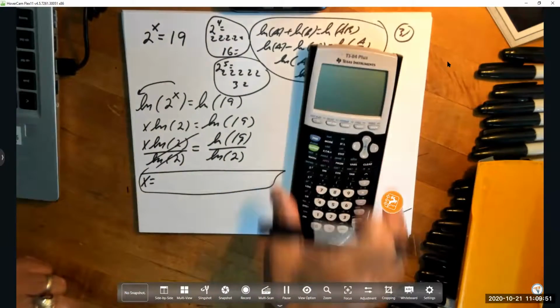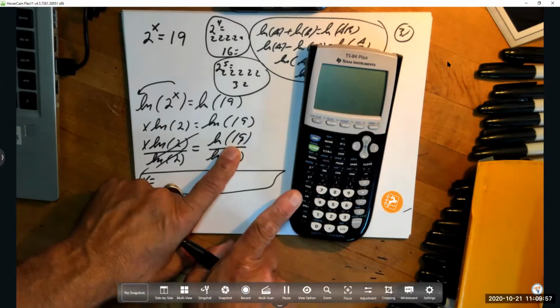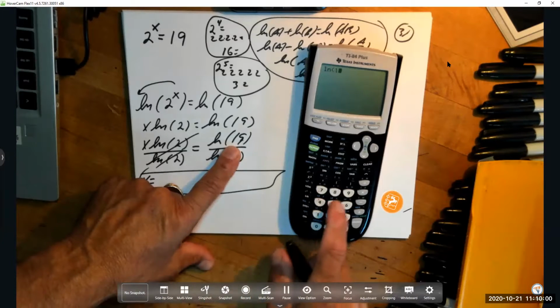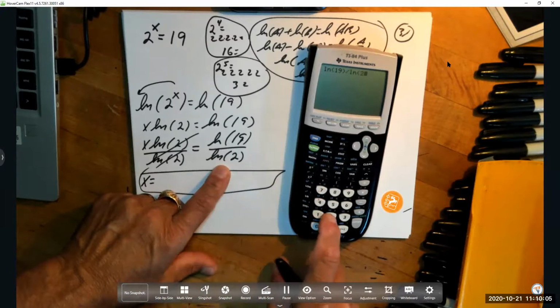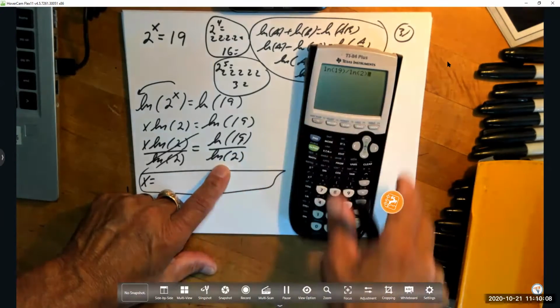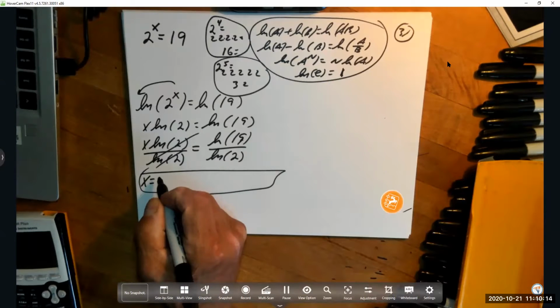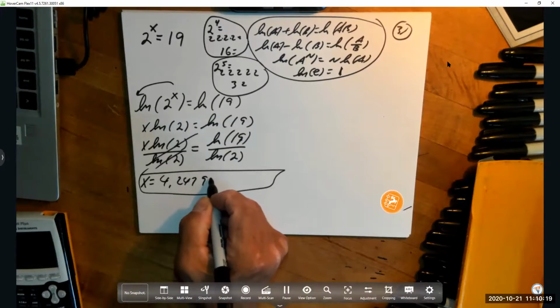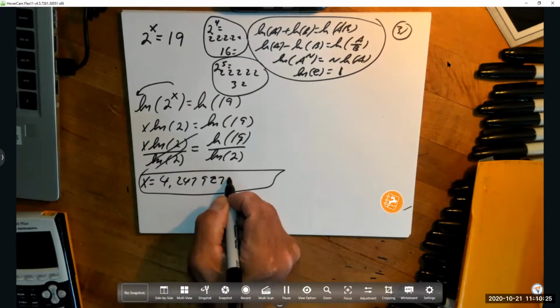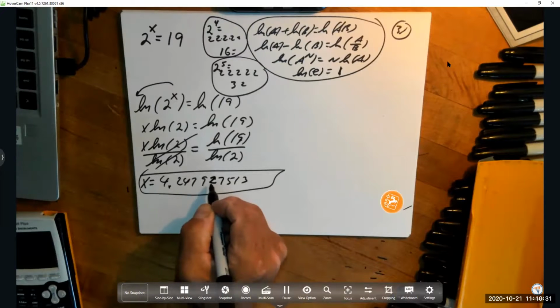So now I'll show you how to do it. Ready? ln 19, you go like this. Look at my finger, not log, but ln. ln 19 divided by ln 2. Close it. ln 19, ln 2. Enter, get a bunch of decimal numbers. Give me your decimal numbers. What'd y'all get? 4.247927513. Okay. So 4.2479, all these other numbers.